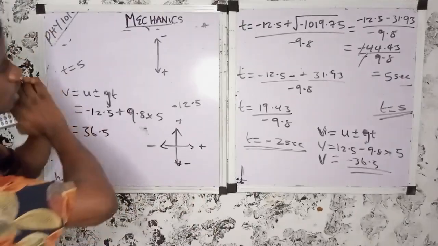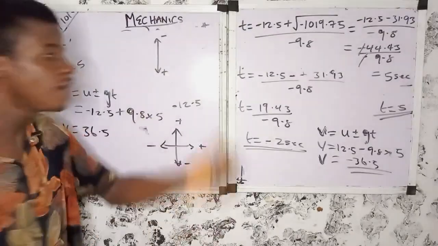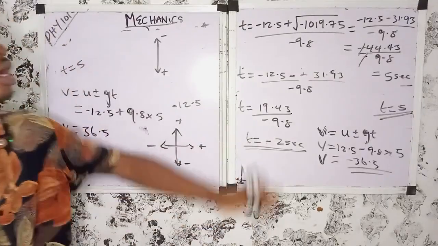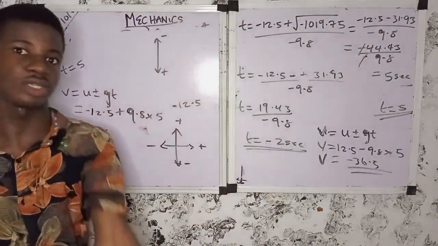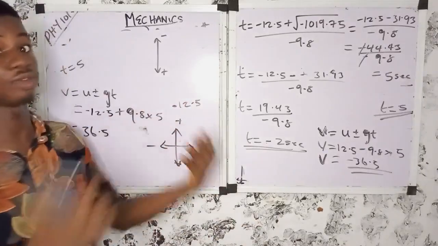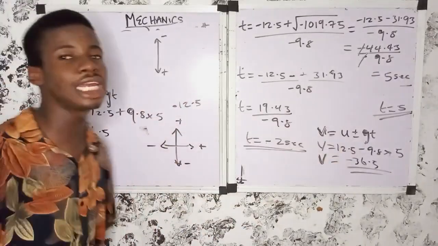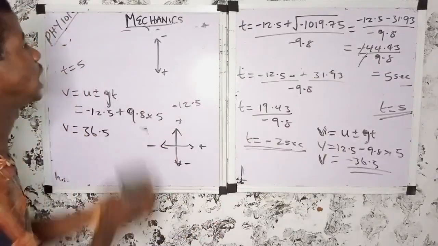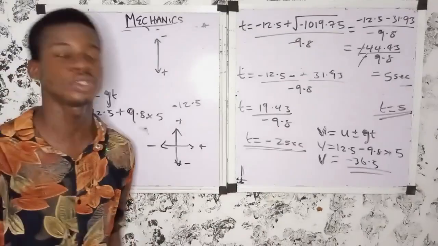So this is all about vertical motion. Also, please take note of the quadratic equation. Just know which one is A, which one is B, which one is C, because we make use of them to solve projectile time. Now let's move to the second question in mechanics. Let's solve the next question.